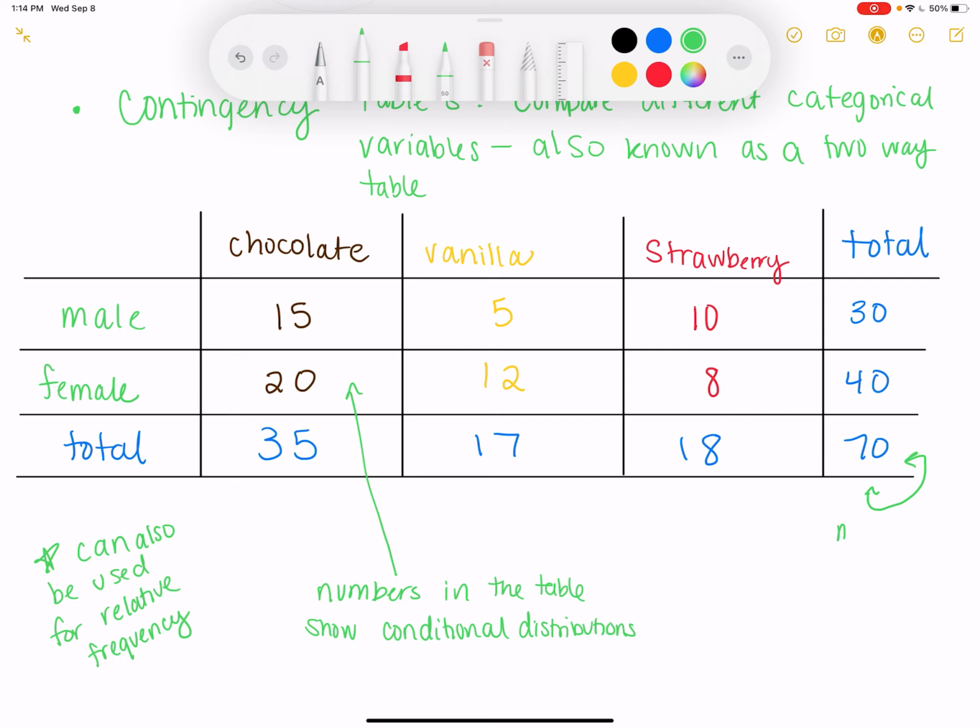This is called a marginal distribution. So you just draw an arrow to the totals. Basically, the reason I have it drawn like that is to show you that it's the category totals coming from the bottom and then from that right side column, the final total.